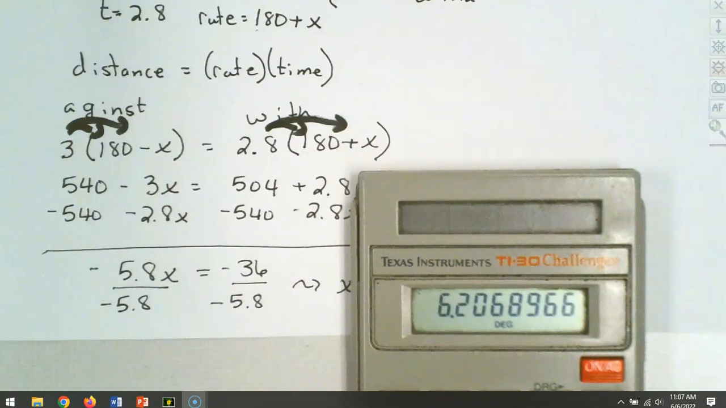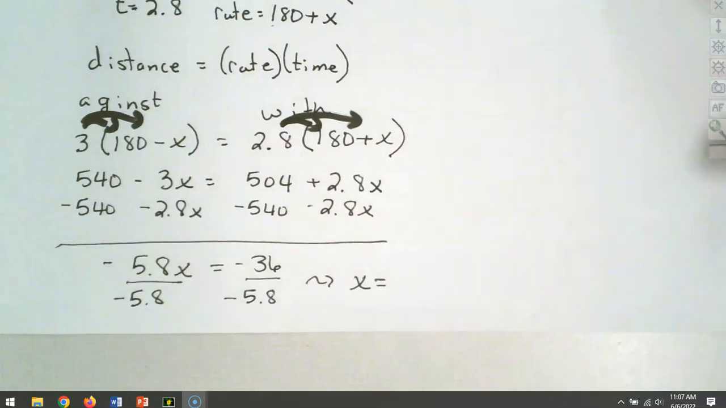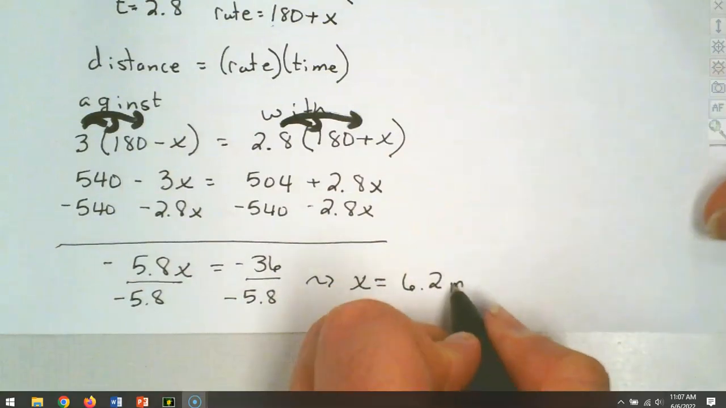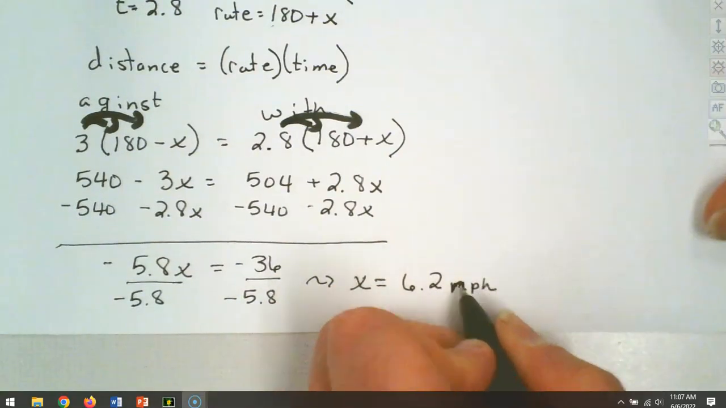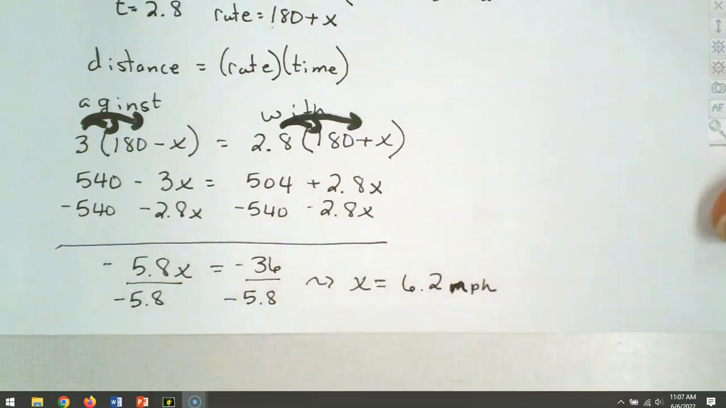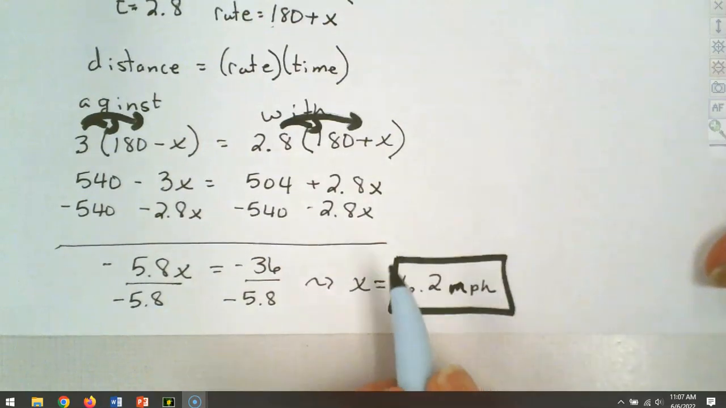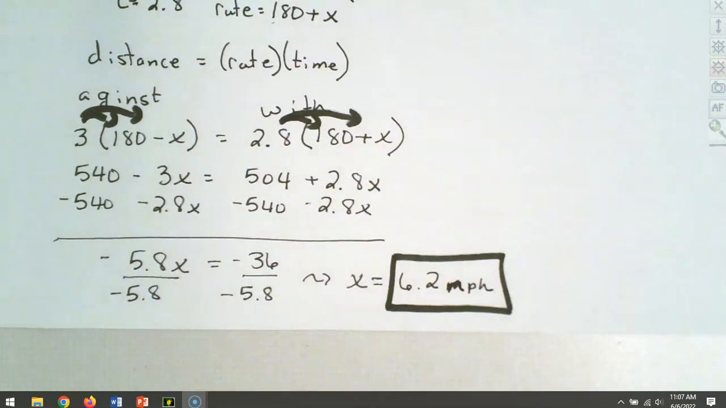It says find the speed of the wind to the nearest tenth of a unit. So it's going to be nearest tenth. That would then be 6.2. And that is going to be in miles per hour. So the answer to this question is that wind speed is now 6.2 miles per hour.